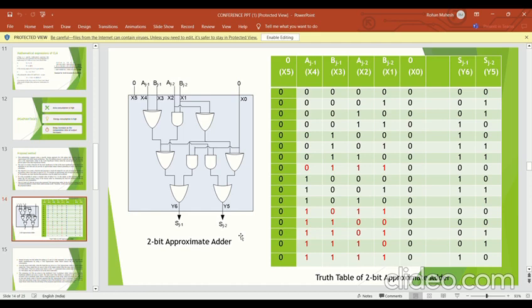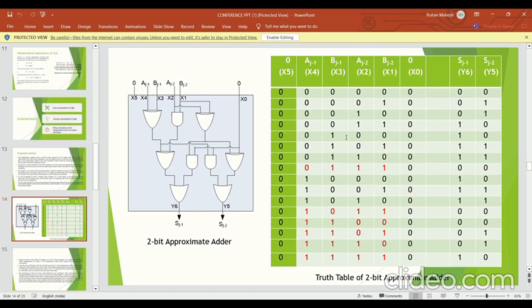As we can see in this truth table, instead of using two full adders for adding the j-2 and j-1 bits separately, it is possible to add both the inputs simultaneously by using a 2-bit approximate adder, which reduces the area and power consumption. Since we are using only one circuit instead of two, the area and power consumption ultimately get reduced.